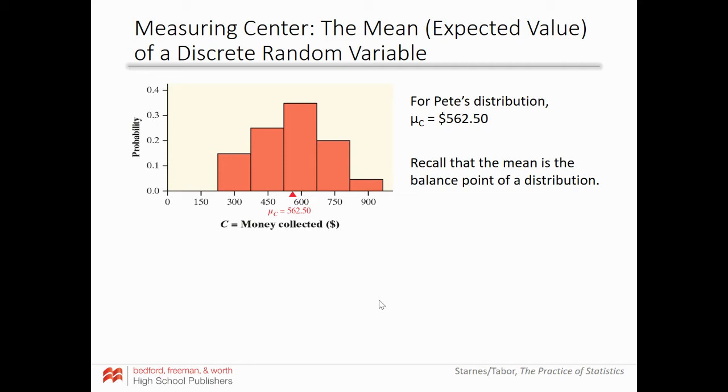Just a recall, the median is the middle value, the mean is the balance point. All right, so it's where it's evenly weighed on both sides. All right, it keeps this balanced.